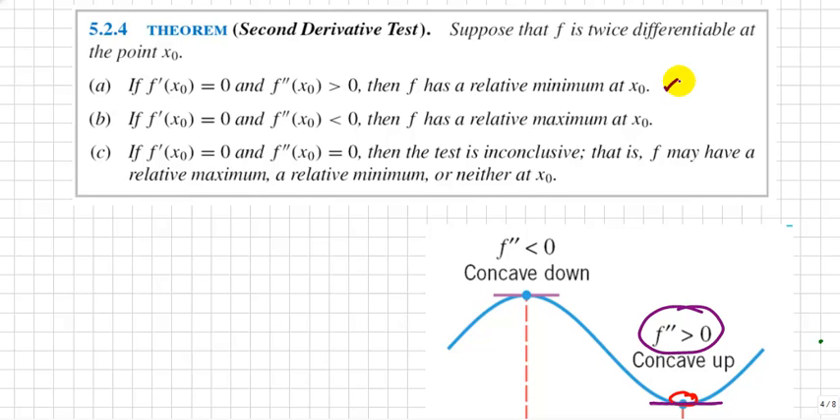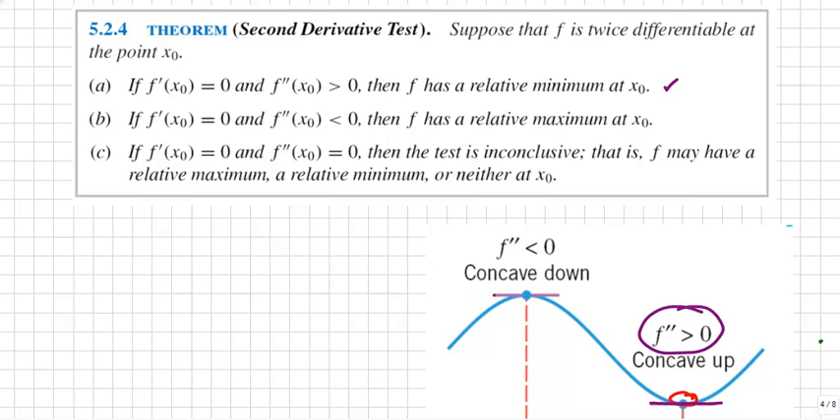You can probably guess from the diagram what's going to happen next. If f prime of x naught is equal to 0, again it's a stationary point, and f double prime of x naught is less than 0, so when we evaluate it in the second derivative, it's negative, then f has a relative maximum at x naught. So again, here's the case.